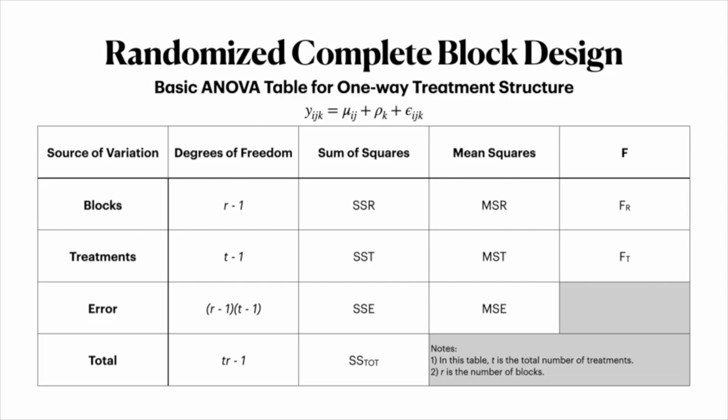And then finally, the fourth row in the table, the total variation, corresponds to the left side of the model, the Yijk. And so again, we see that the structure of the ANOVA table corresponds to the structure of the model.